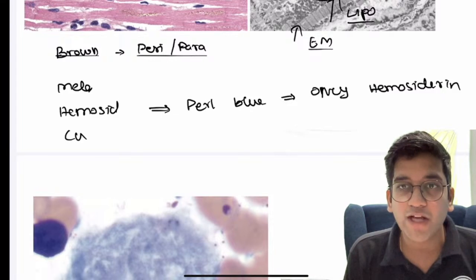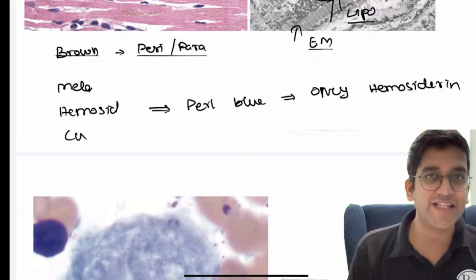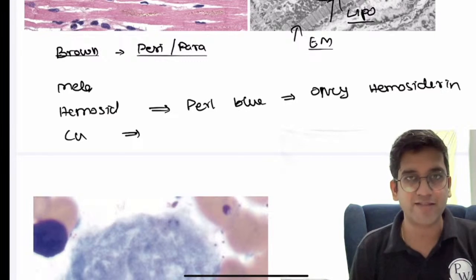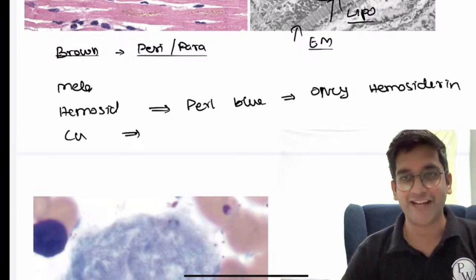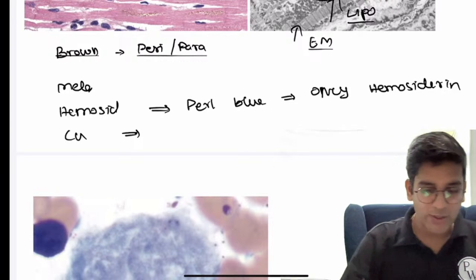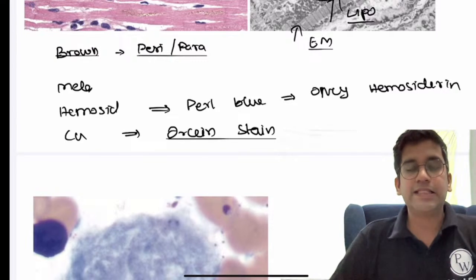I think someone answered the next question thinking that I'll ask for a stain for copper. Yes, rubeanic acid is a stain for copper. I want you to name any other stain apart from rubeanic acid, and something which does not start with an R. I'm sure you will say rhodamine next. Any other stain? We have a stain called the Orcein stain. Orcein stain is a stain for copper, and like someone previously said, I can see it in Wilson's disease, right?